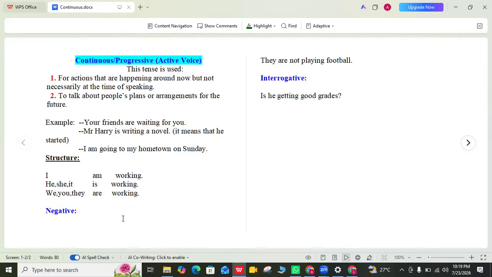And for negative sentences, we add not after the helping verb, like is not, am not, are not. They are not playing football. He is not playing football. And for interrogative sentences, we add is, are, am at the start of the sentence, like: Is he getting good grades? Are they playing football?